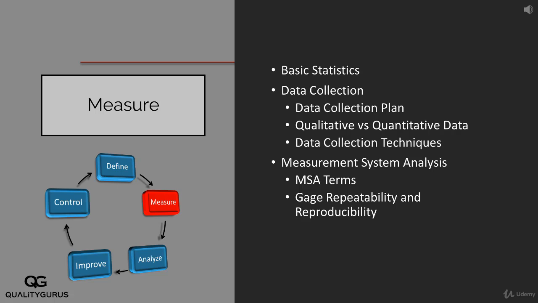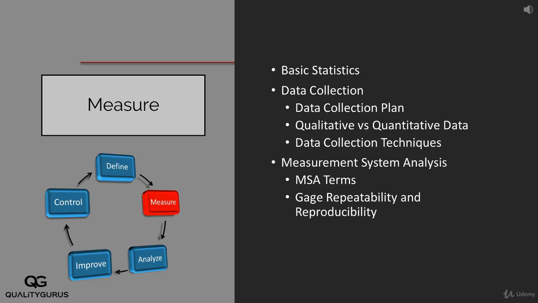In the measurement phase, we will also be talking about MSA. MSA is measurement system analysis. Measurement system analysis basically helps you in understanding how accurate and how reliable your data is. So you need to make sure that whatever data you are collecting is reliable and consistent. For that, we will be using the concept of measurement system analysis. In that, we will be talking about gauge repeatability and reproducibility.